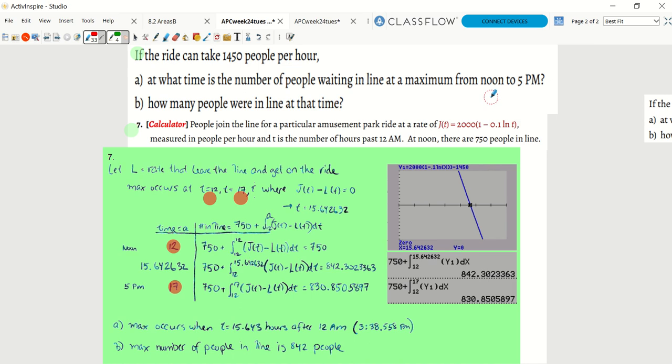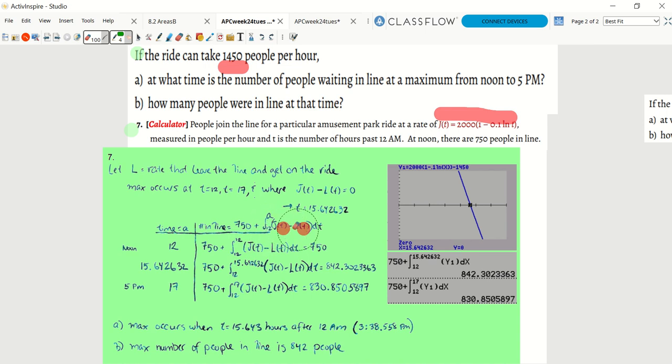So this is the amount of people joining. This is the amount of people leaving. So we combine both rates by subtracting this rate with that rate to find our net rate, which is this. That's our net rate right there. And you integrate the rate to bring it to the amount level.